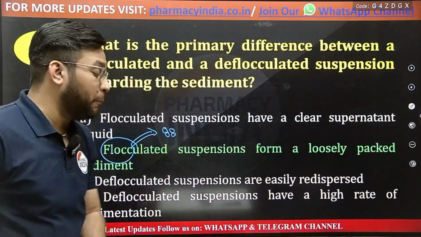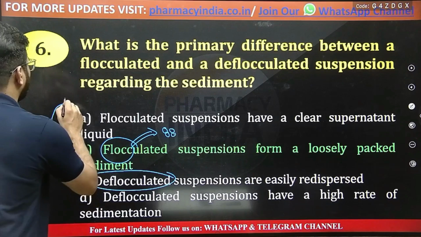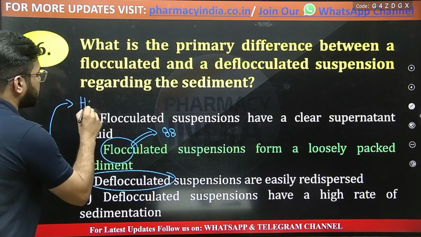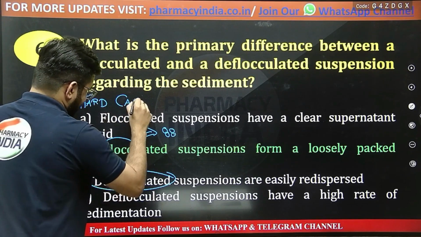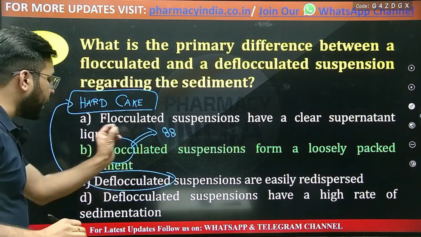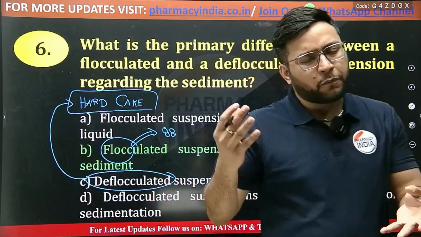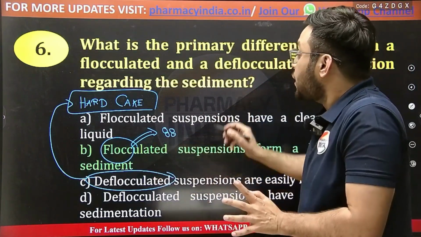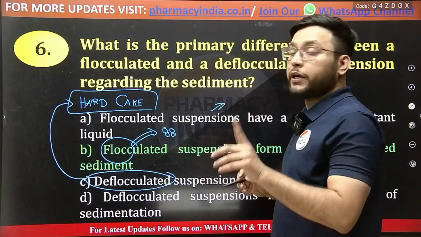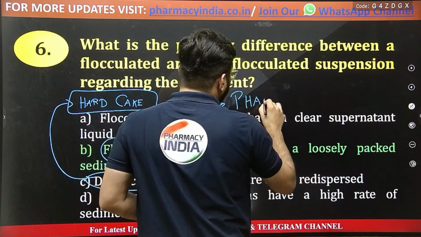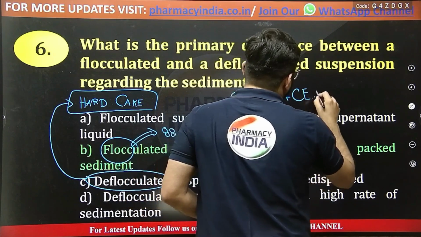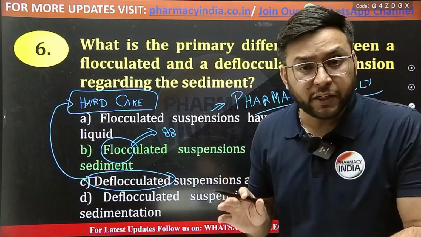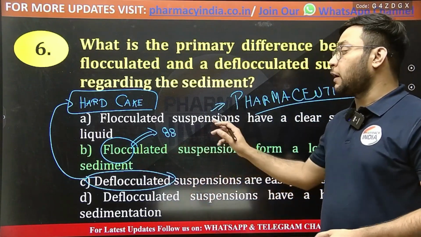form a hard cake. Please write this down, because the question is asked many times: which type of suspension will form a hard cake? That is deflocculated suspension. Yes, it is the simple one. Another question may be asked from this point: which type of suspension is pharmaceutically preferable? The correct answer is flocculated suspension, pharmaceutically preferable. And deflocculated suspension has the highest bioavailability in comparison to the flocculated.